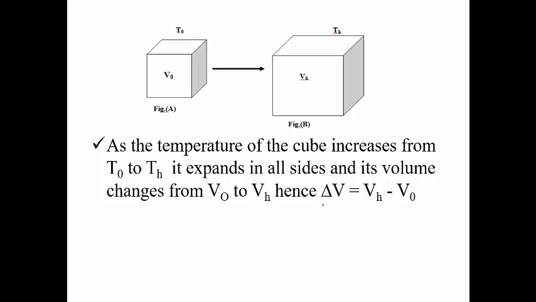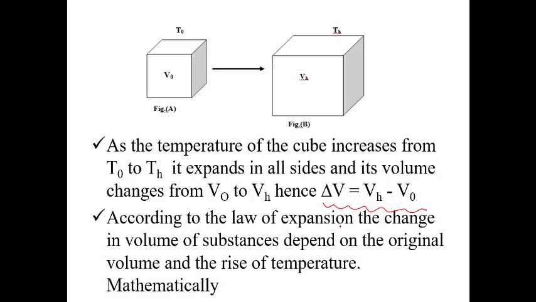From this, to get the increase in volume, we use VH minus V0, that means volume at hot minus volume at cold temperature. According to the law of expansion of volume, the expansion in a substance depends on the original volume and the rise in temperature. Mathematically, we can express this: change in volume is proportional to V0 times change in T, so change in V over V0 times change in T is always constant, and this constant is called gamma. This gamma is the expansion coefficient of volume, or volume expansion coefficient of solid.